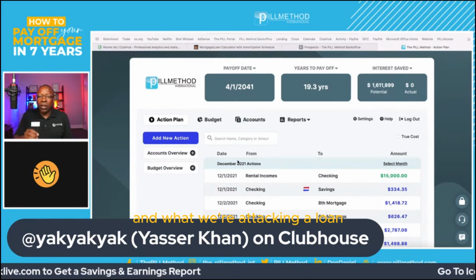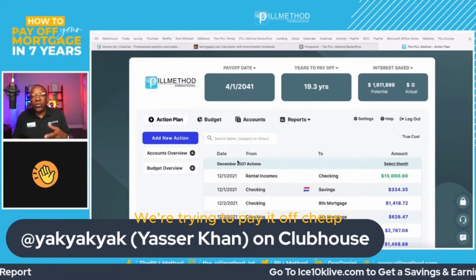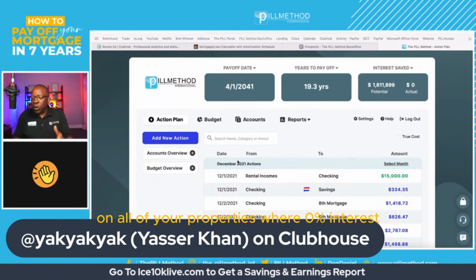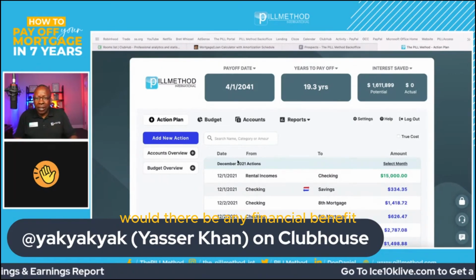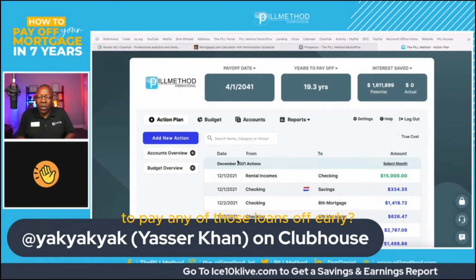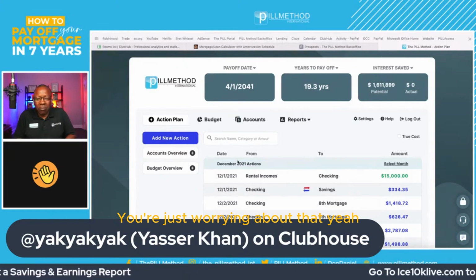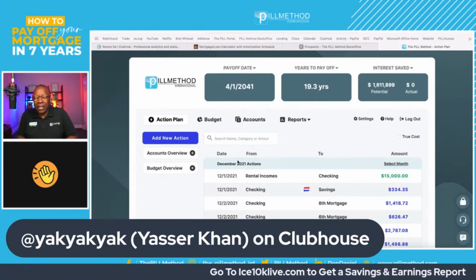And when we're attacking a loan, we're not trying to pay it off fast. We're trying to pay it off cheap. What do I mean by that? If all of your loans on all of your properties were 0% interest, would there be any financial benefit to paying any of those loans off early? If they were 0% interest, no. You're just trying to get the best deal that you can. Exactly.